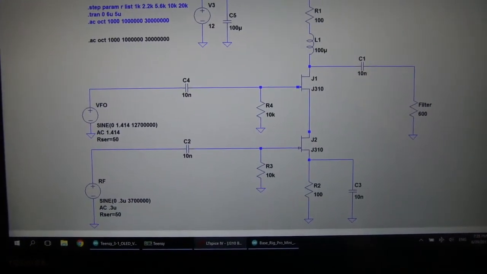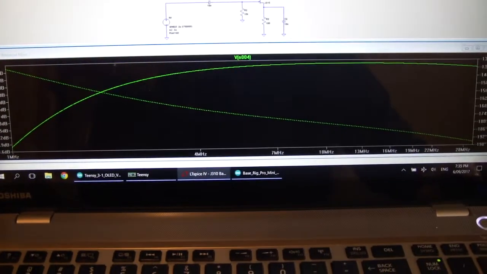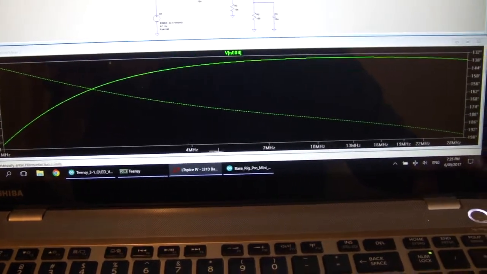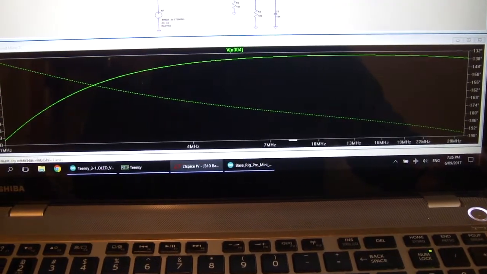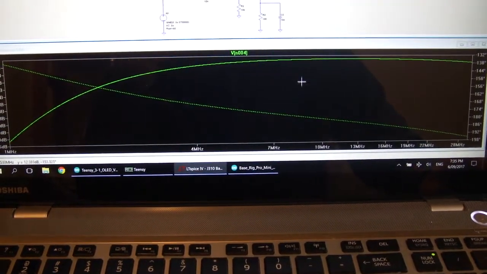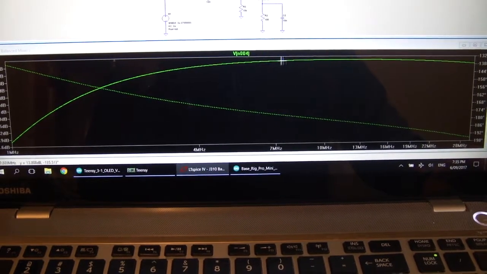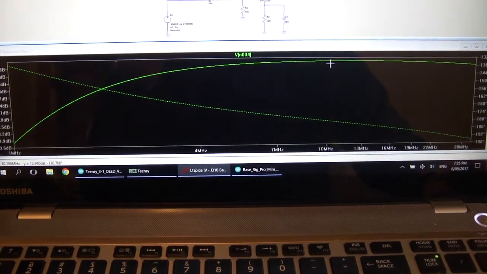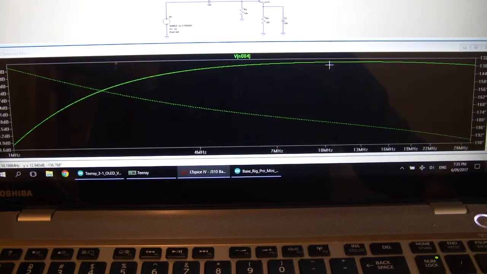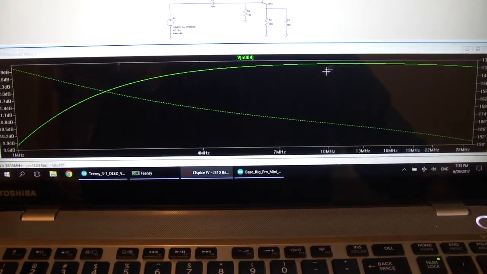And if I was to simulate that, then we're starting to see there that it's not too bad. That frequency there is around 9 meg, so we're starting to get to where the peak is. So that's not too bad in terms of gain at the IF frequency.